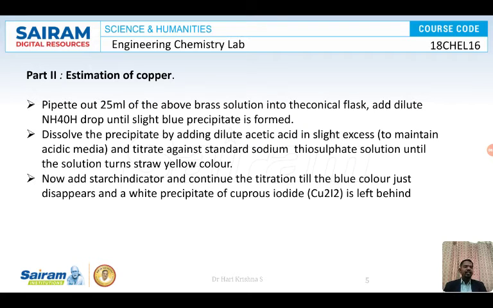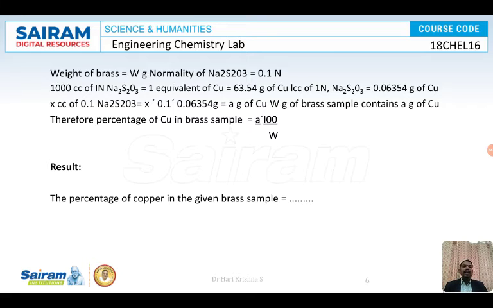When you add starch indicator, you'll get a dirty blue color. Titrate until you get a permanent milky white color, which is due to the formation of cuprous iodide. Once we get the milky white color, we're going to note down the volume of Na2S2O3 run down. By knowing the volume of Na2S2O3 run down, we can calculate the copper present in the given brass solution. So this is how you're going to calculate.